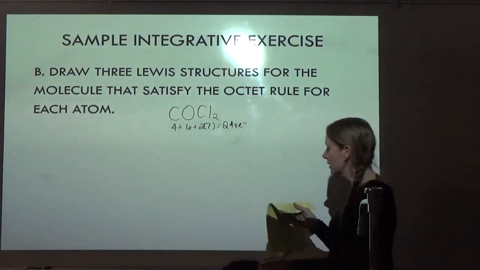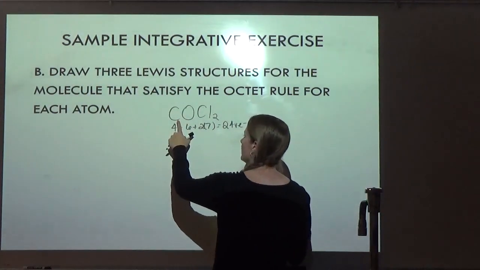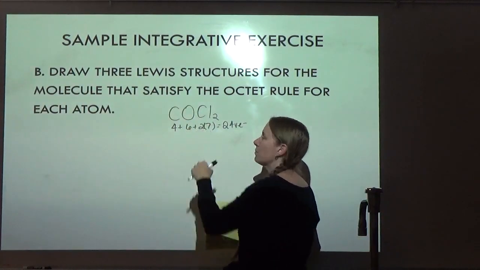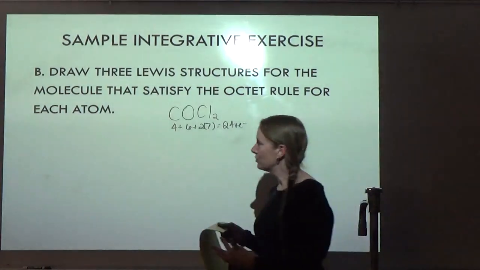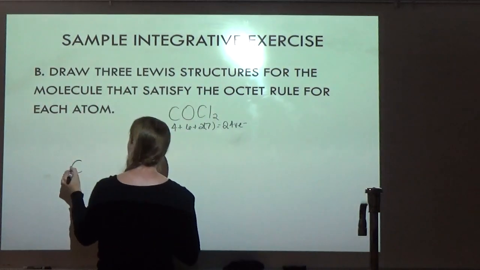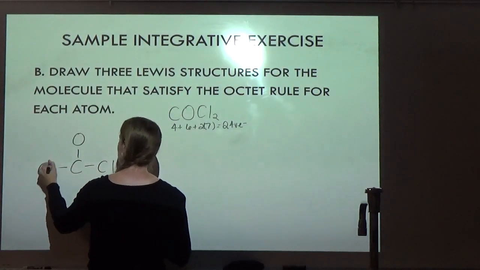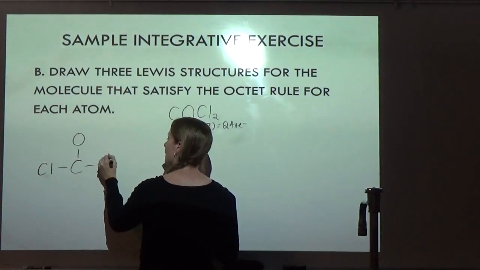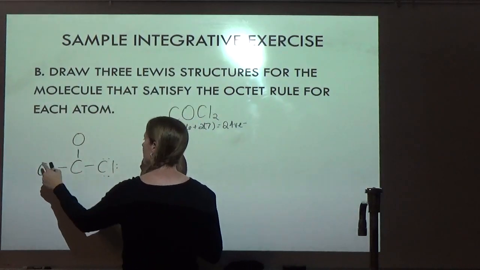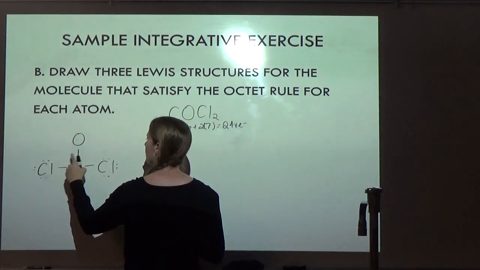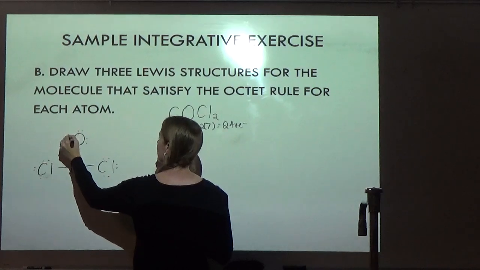Okay, so here C is going to go in the center. Y'all, whenever you have C with multiple other elements, C is usually the center atom. Alright, so I'm just going to put a C, I'm going to put an O, I'm going to put Cl, just like this. Alright, so Cl has 2, so it needs 6 more. Cl has 2, it also needs 6 more. O has 2, so it needs 6 more.